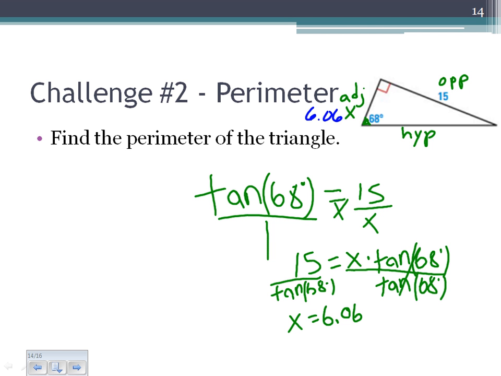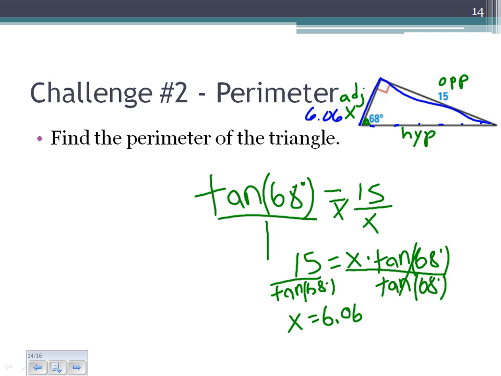Okay. Now, to find the perimeter, we need to find how many of the sides? All 3, right? Because we need to walk around the triangle. We have this side. We have this side. How could I find my last side? Add? We can't add the 2. We can't multiply. Something we learned in this chapter. What is it? 180 is only for angles.